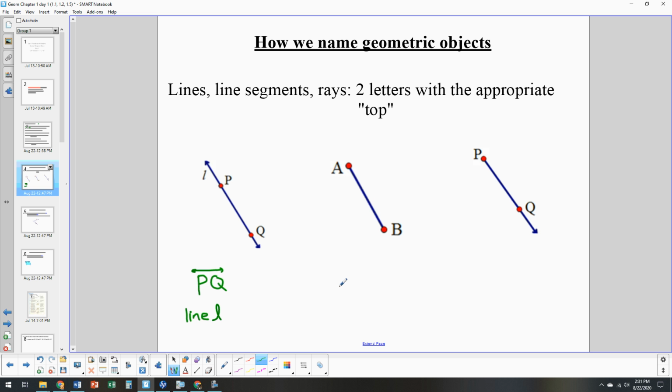A segment, I would put the two endpoints, and then I'm going to use just a bar above it, right? There's no arrows on this, so there's no arrows on my bar. A ray, now that's not a term we talked about, but a ray is kind of a mix between a line and a segment. It starts at one point and goes forever in one direction. So we generally start with the point that doesn't have the arrow, and then we draw the one arrowed line above it.